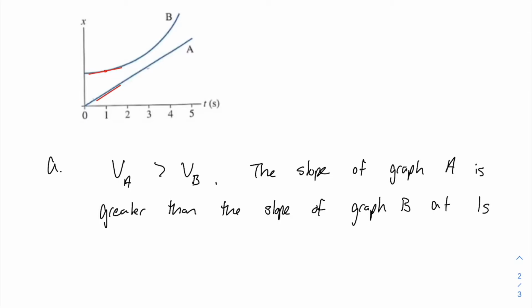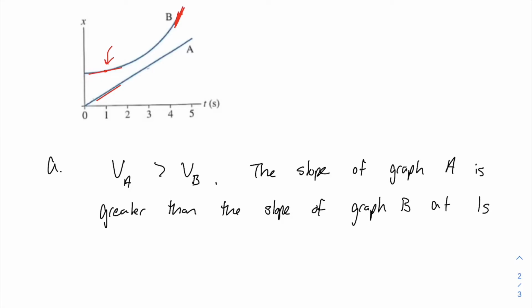Then part B says, do objects A and B ever have the same speed? If so, at what time or times? Explain. So they're asking, is there any point in time where the slopes are going to be the same? That's definitely going to happen because you can see that the slope of graph B is constantly getting larger and larger and eventually is going to be larger than A. So we're just looking for, and we're estimating here, at what point is the slope about the same?